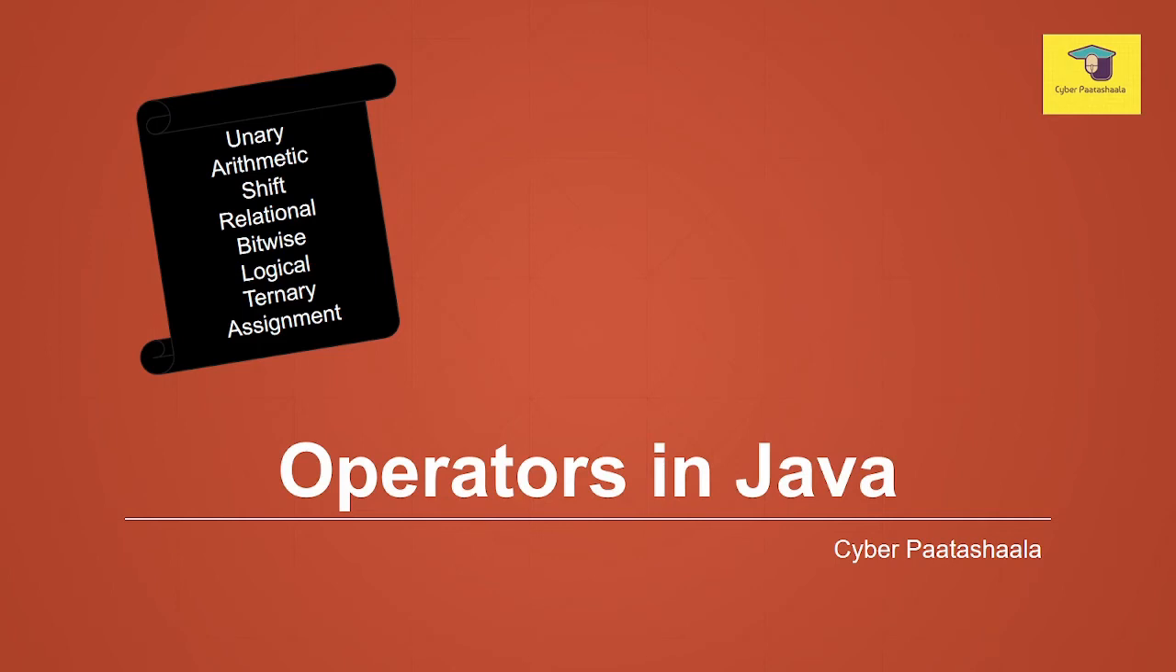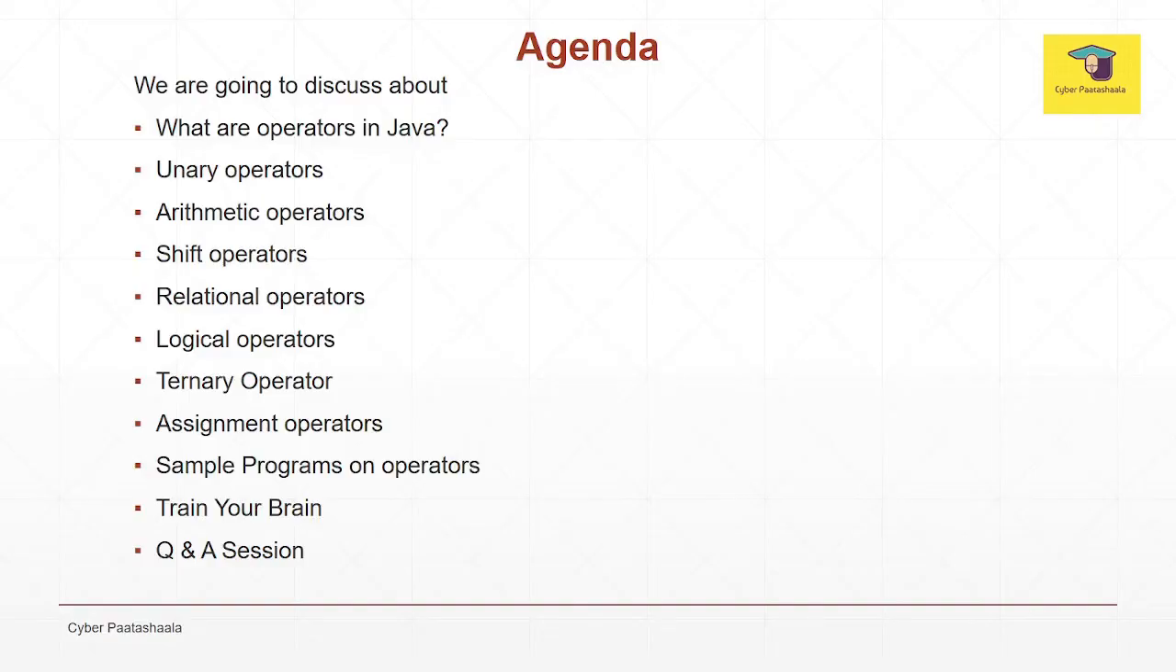Today's topic is operators in Java. In today's topic, we are going to discuss what operators in Java are and the different operators like unary operators, arithmetic operators, shift operators, relational operators, logical operators, ternary operator, assignment operator, and some sample programs on all these operators. And as usual, train your brain session and Q&A session.